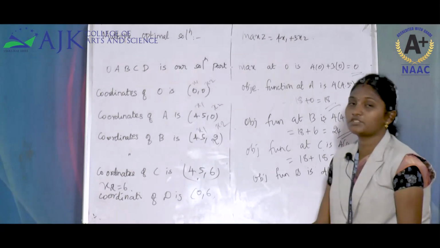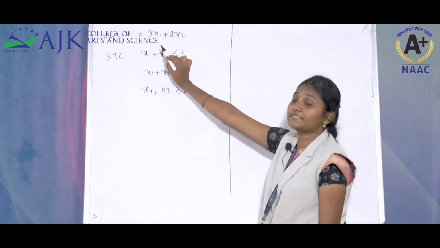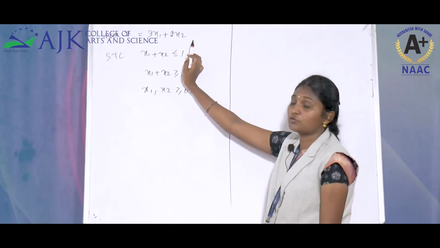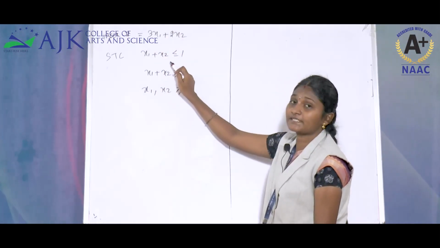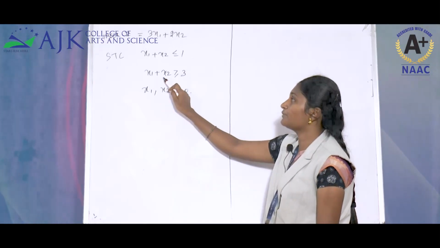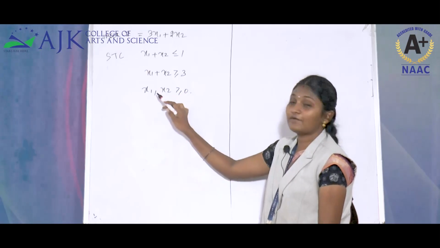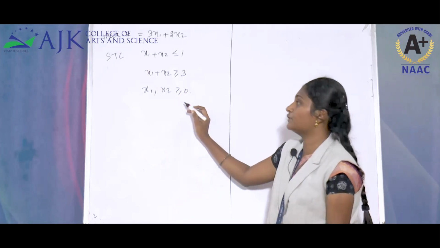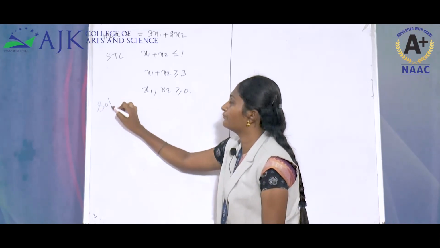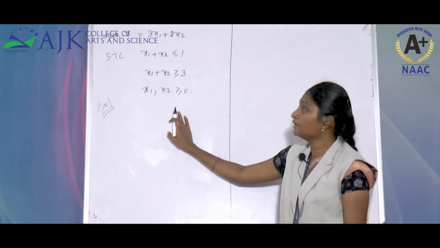This is our solution. Our next problem is maximum z is equal to 3x1 plus 2x2. This is our objective function. The constraint part is x1 plus x2 less than or equal to 1, x1 plus x2 greater than or equal to 3. Non-negative restrictions are x1 comma x2 greater than or equal to 0. We have to find the solution by using graphical method, right?